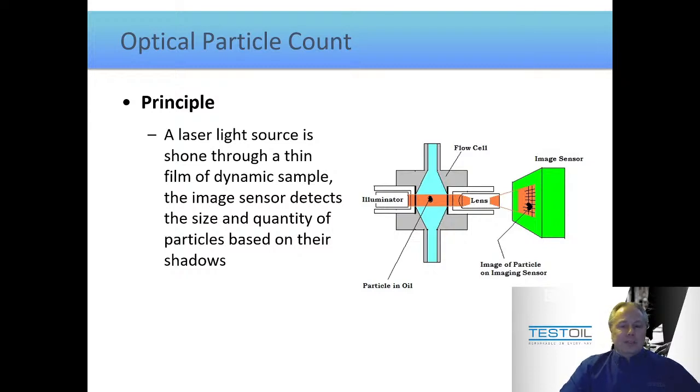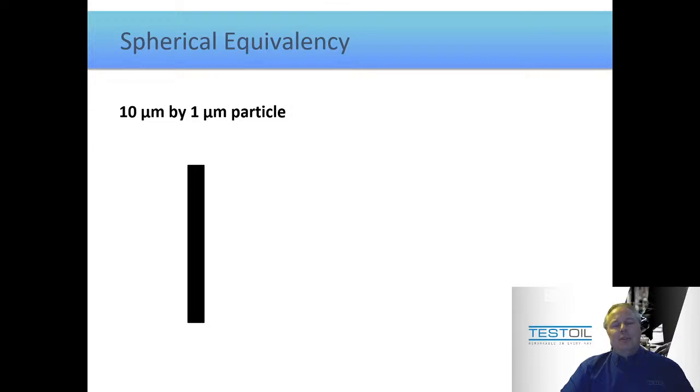One of the lesser known details about how it sizes and counts the shadows, though, is that it is not measuring the longest side, the shortest side, or even the average length of any of the sides of these shadows. It does something rather unique called spherical equivalency, which is all about the area of the shadows. So if you take an example like this and imagine a 10 by 1 micron particle casting a shadow as it goes through that stream of oil passing by the intense source of light, it would cast a 10 square micron shadow. So that's easy math to understand.